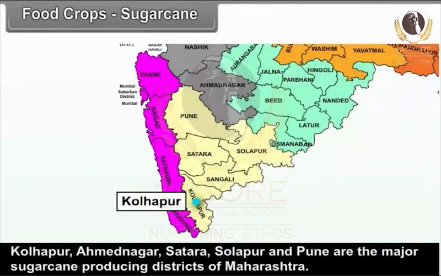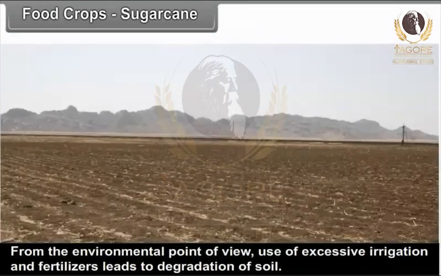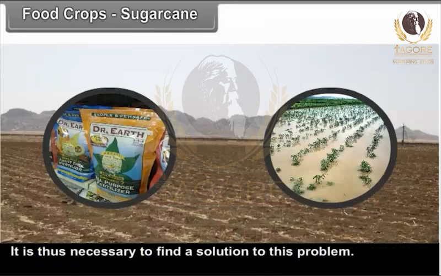Kolhapur, Ahmednagar, Satara, Solapur and Pune are the major sugarcane producing districts of Maharashtra. From the environmental point of view, use of excessive irrigation and fertilizers leads to degradation of soil. It is thus necessary to find a solution to this problem.